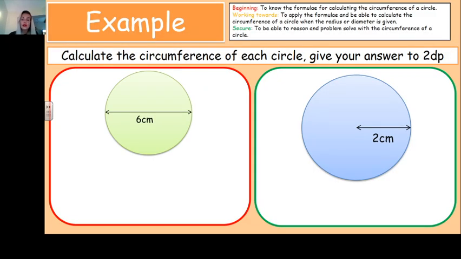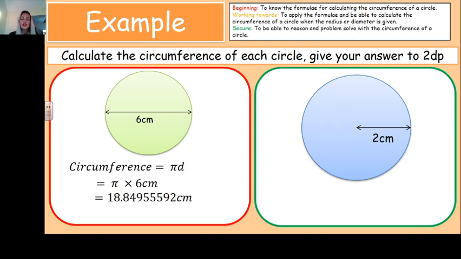So let's look at the red question together. They've given us a circle. It's got a diameter of 6. So tell the examiner you know the formula. Circumference equals pi times diameter, okay? Pi times 6. You get your answer, and the question says to round your answer to 2 decimal places. So that would be 18.85.